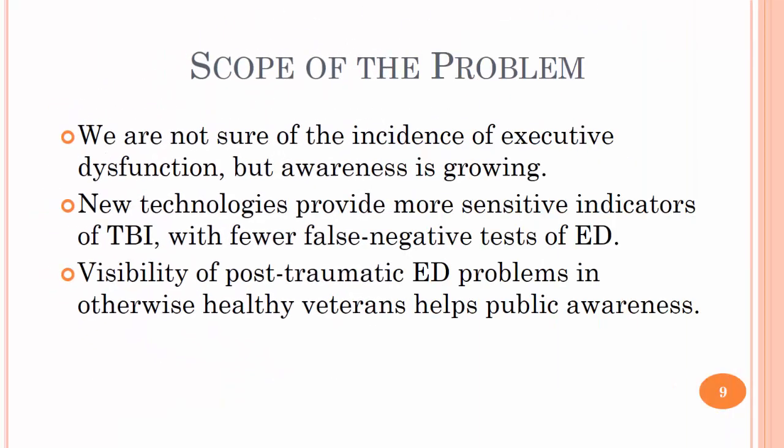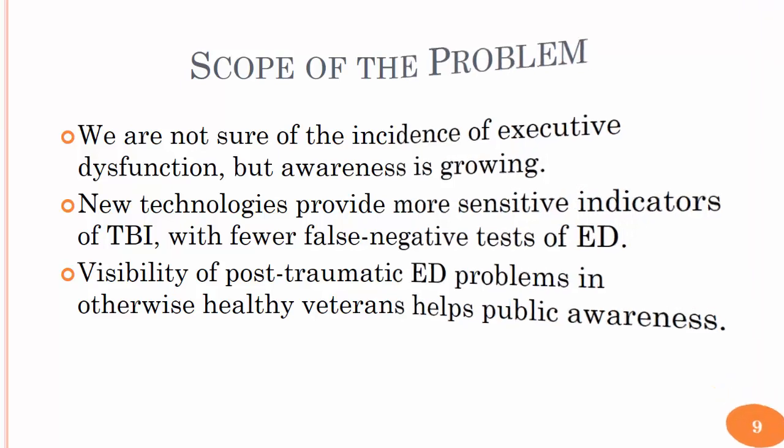So, what is the scope of the problem of executive dysfunction? We aren't sure of the annual incidence of executive dysfunction, but awareness is rapidly growing. New technologies provide more sensitive indicators of traumatic brain injury, so that we have fewer false negative tests of executive dysfunction. In addition, the increased visibility of post-traumatic executive dysfunction problems in otherwise healthy veterans helps to increase public awareness.